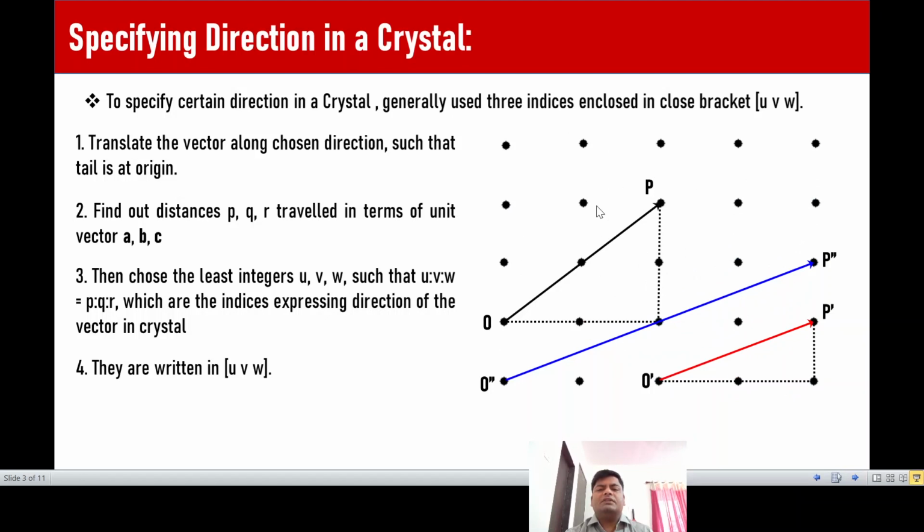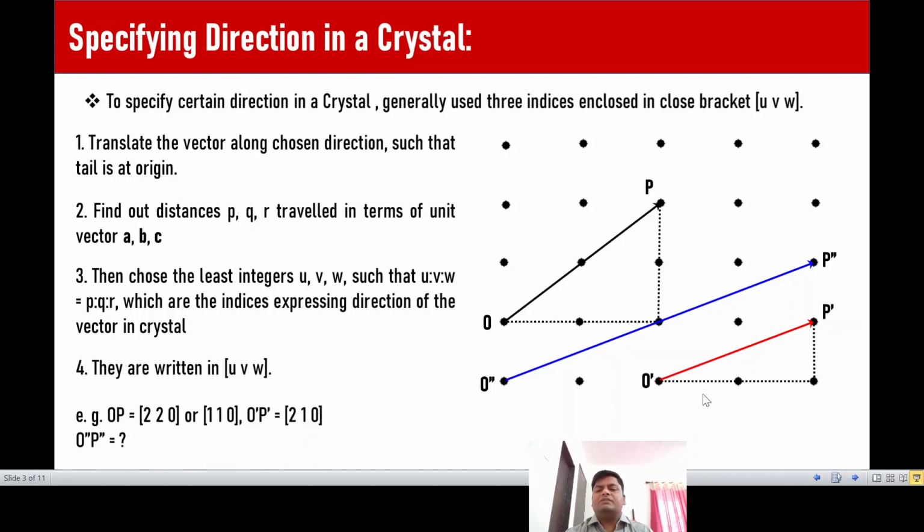Over here you can see in the two-dimensional lattice, OP can be represented as follows. First of all, one can find the distances. O is the origin, so along this axis we take the x-axis, and along the upward direction we take the y-axis. In that case the distances will be 2a and 2b. So the least integers will be 1a and 1b. So u and v will be 1 1, and w will be 0, as the z-axis is absent.